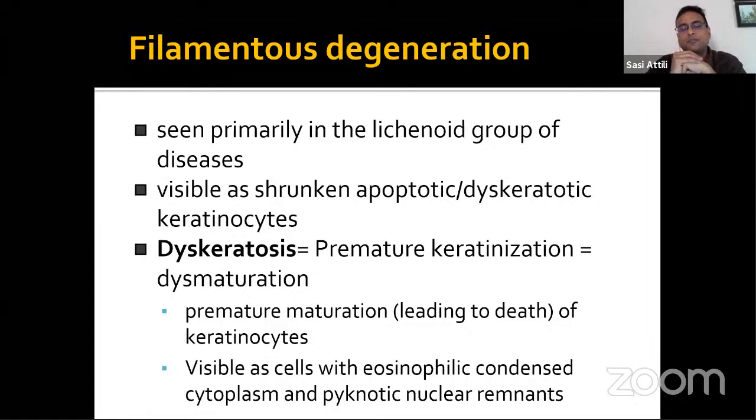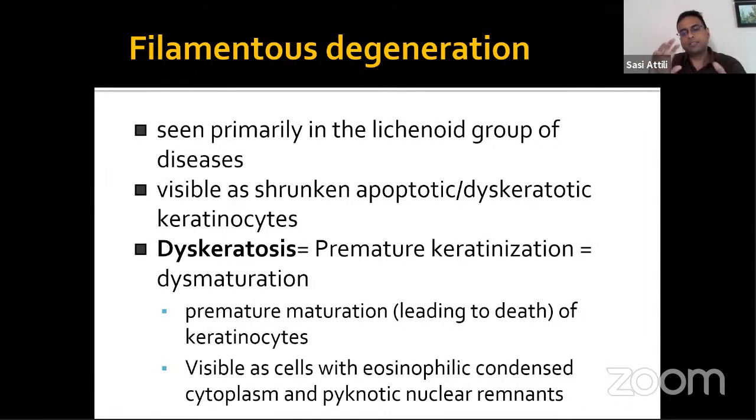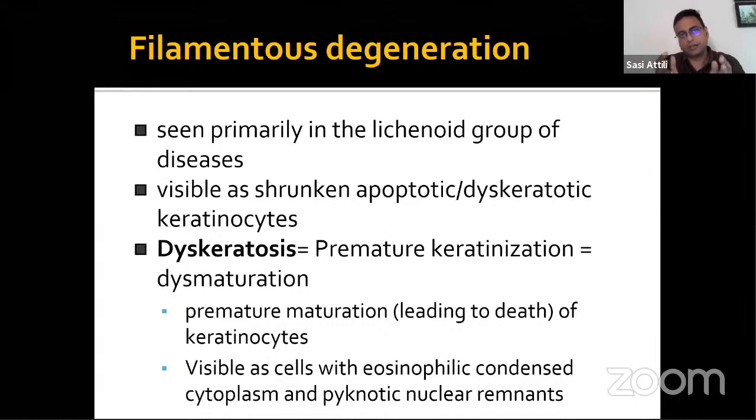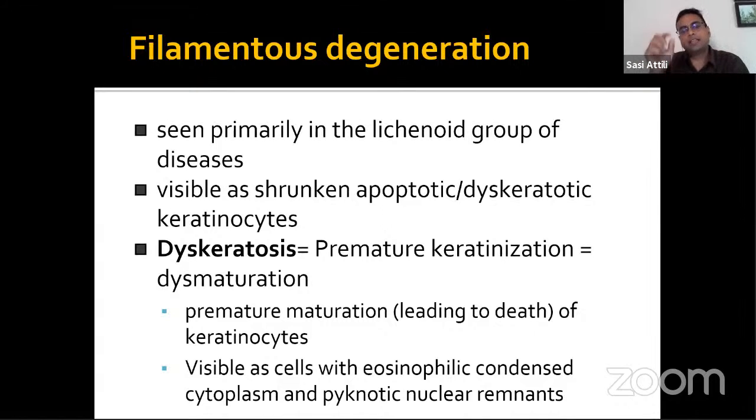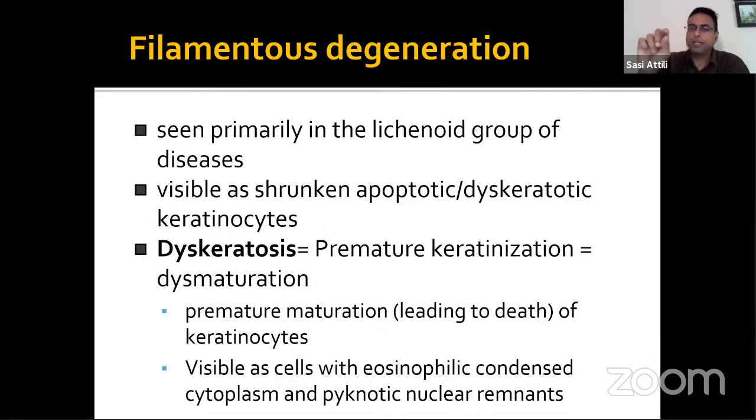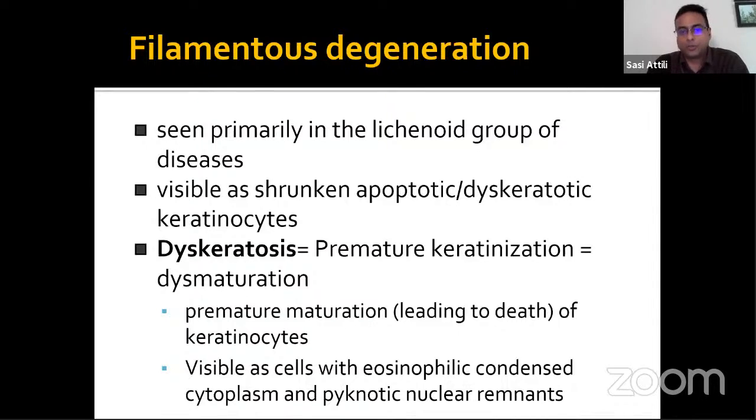So diskeratosis refers to premature death, premature keratinization, or dysmaturation. What I mean by that is, in dysmaturation, the keratinocytes, instead of acquiring keratin as they go up, become eosinophilic and condensed in the cytoplasm in the basal layers itself. Then the nucleus becomes small, shrunken, pyknotic, and gets extruded there itself. This is what we refer to as diskeratosis.